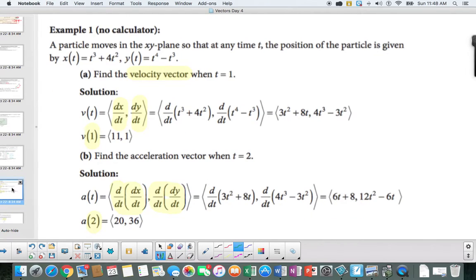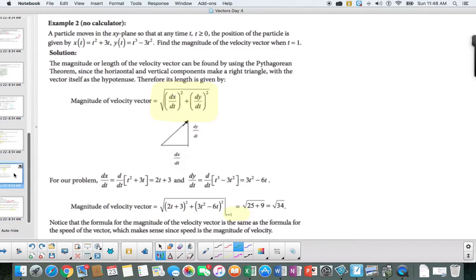Okay, in the handout, here are some problems that typically show up on the A/B test. One, they're going to ask you for a velocity vector and an acceleration vector evaluated at a certain time. Another typical problem is finding the magnitude of a velocity vector, which you have to find the derivative of each part, square it, and what you can do is figure out dx dt first, dy dt, and then put them into the squaring process, evaluate at t equal to 1, and figure out our magnitude.